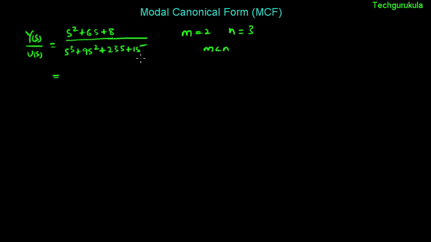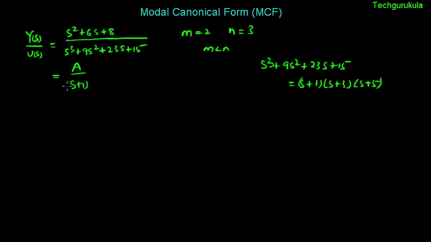If we find the roots of the denominator polynomial, we can see s cube plus 9s square plus 23s plus 15 can be written as (s plus 1) times (s plus 3) times (s plus 5). I was able to write it straightforwardly because I know the roots of this function. In your case, if you have a function, you need to find the roots to write it in this form. Then I can write this as a over s plus 1 plus b over s plus 3 plus c over s plus 5. Now we need to find the partial fraction coefficient values a, b, and c.